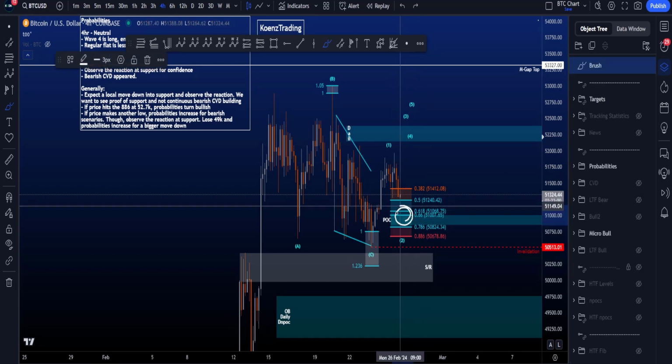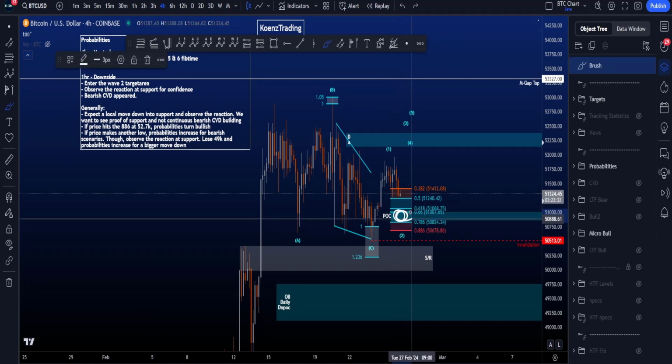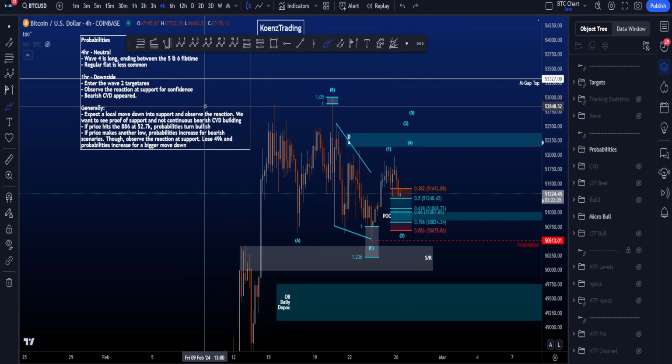We want to see support hit and then see some proof of support. Let the chart show us it wants to move to the upside. So generally expecting a move to the downside and see if price can reach the support area we have over here, and then observe the reaction. We want to see some proof of support and not continuous bearish CVD divergences building.